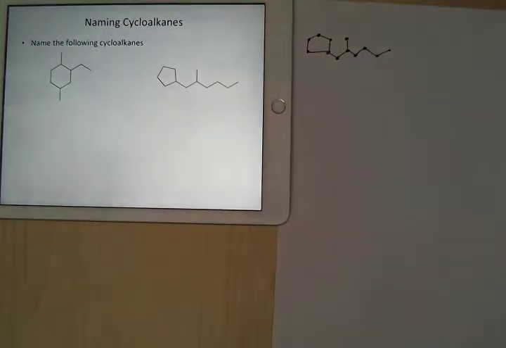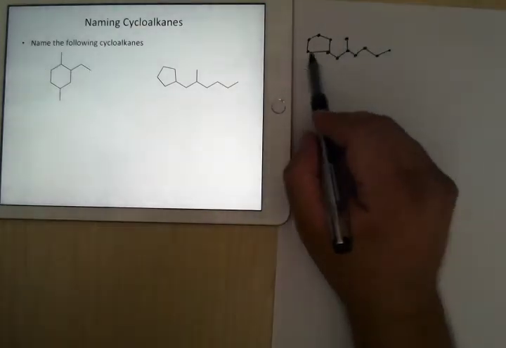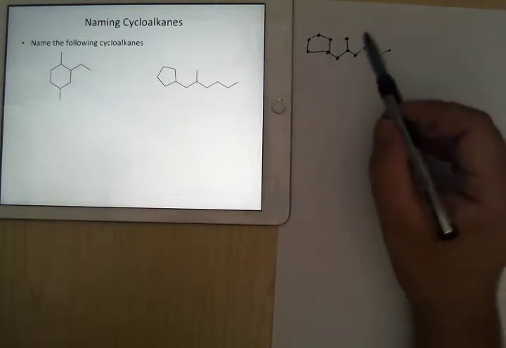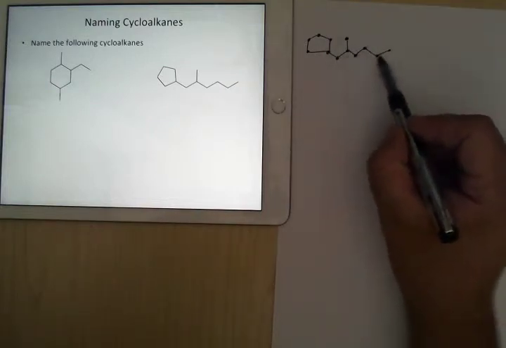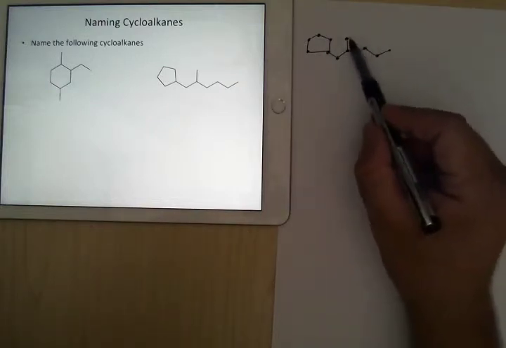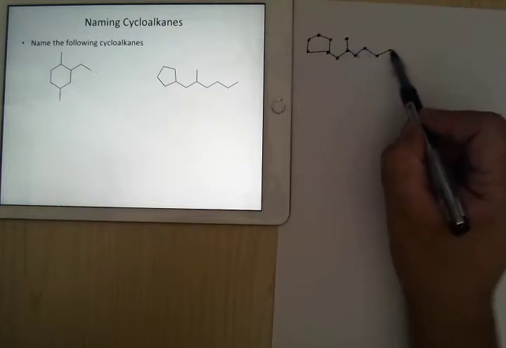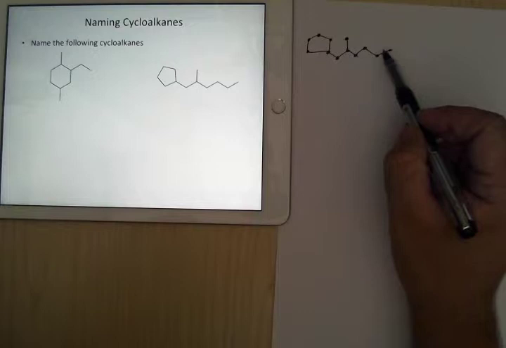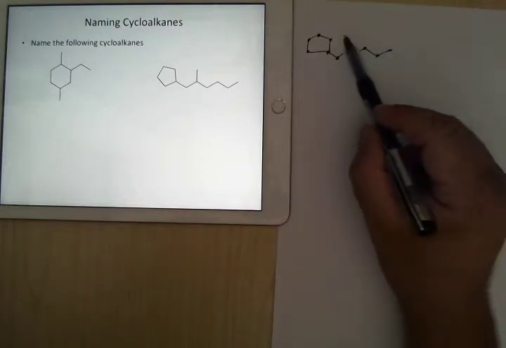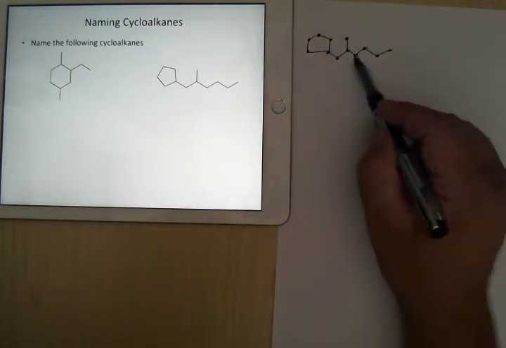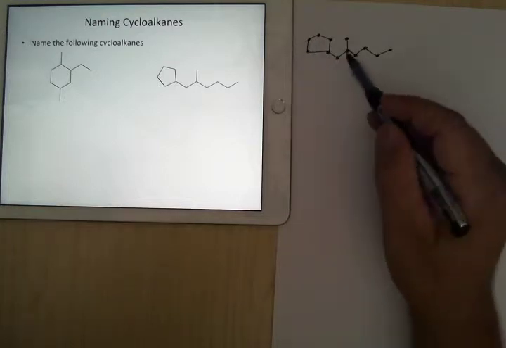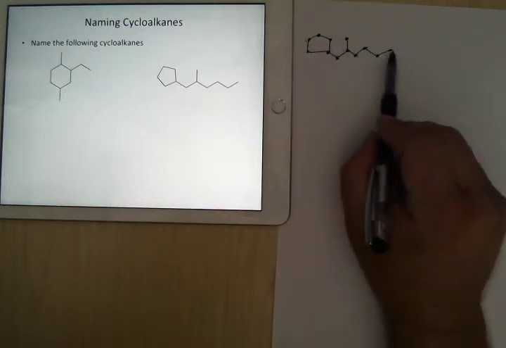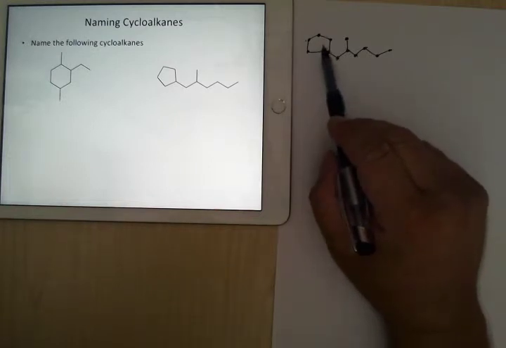Okay, so for this one, we have a 5-membered ring, 1, 2, 3, 4, 5. For here we've got 1, 2, 3, 4, 5, 6. Either way, the straight chain is going to be longer than the ring. Now you cannot go 1 through 10. That's not going to fly. You're either part of a straight chain or you're part of a ring. You can't be both.